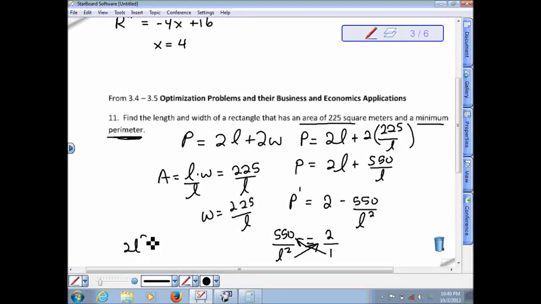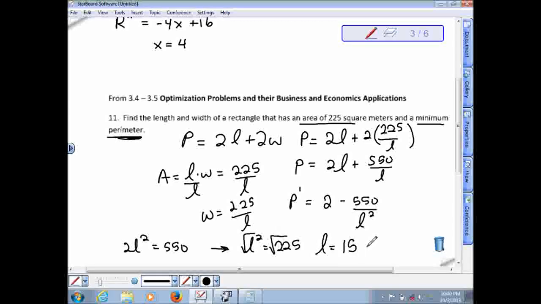We're going to have 2L squared is equal to 550, which means that L squared is equal to 225. You square root both sides, and L is equal to, technically it's plus or minus 15, but because these actually represent lengths and widths of rectangles, we consider the feasible domain, which is positive numbers. So the length is equal to 15.